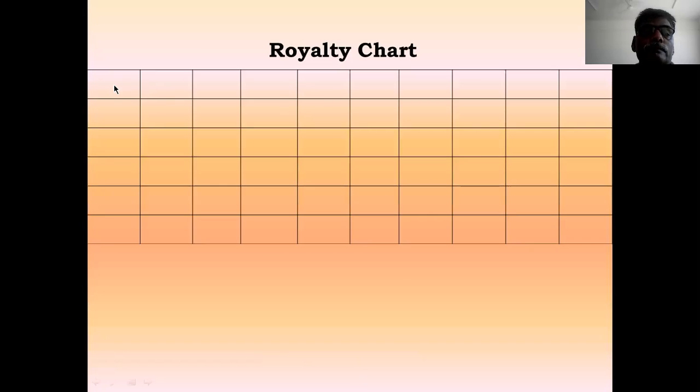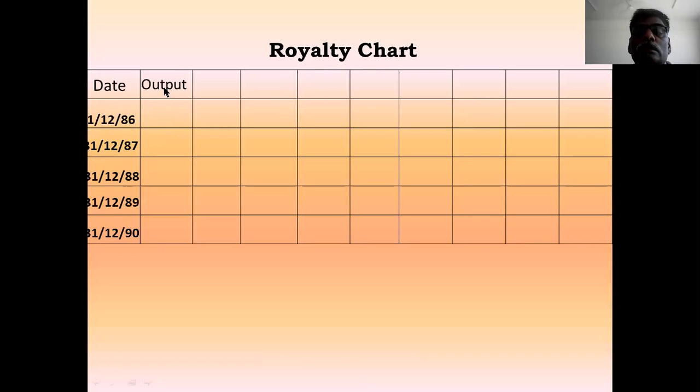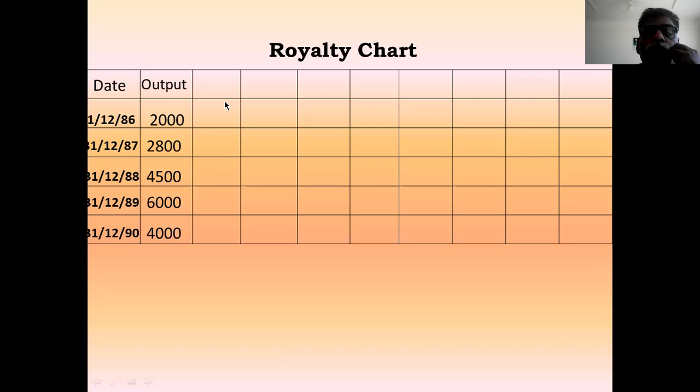Royalty account, dates 86, 87, 88, 89, 90. You write the year and date. Then output means sales, number of copies sold. First year 2,000, second year, third year, fourth year, fifth year. This is the output or copies sold. Rate of royalty is 15. How did I calculate this 15? 75 is the selling price, 20% is the royalty. 75 into 20% is equal to 15.